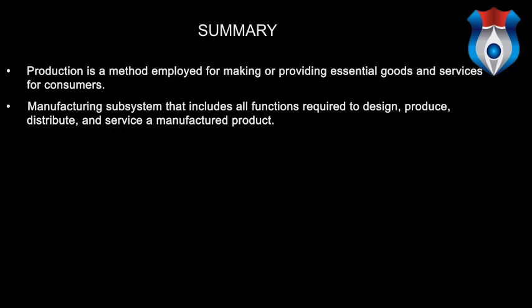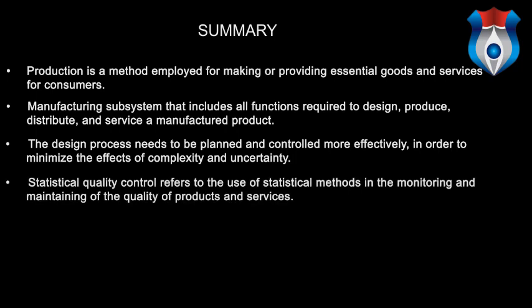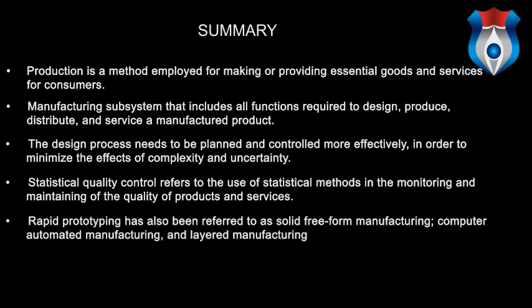That sounds great. Now in the end, let us summarize what we have learned in this lecture. Production is a method employed for making or providing essential goods and services for consumers. Manufacturing is a subsystem that includes all functions required to design, produce, distribute and service a manufactured product. The design process needs to be planned and controlled more effectively in order to minimize the effects of complexity and uncertainty. Statistical quality control refers to the use of statistical methods in the monitoring and maintaining of the quality of products and services. Rapid prototyping has also been referred to as solid-free form manufacturing, computer-automated manufacturing, and layered manufacturing.